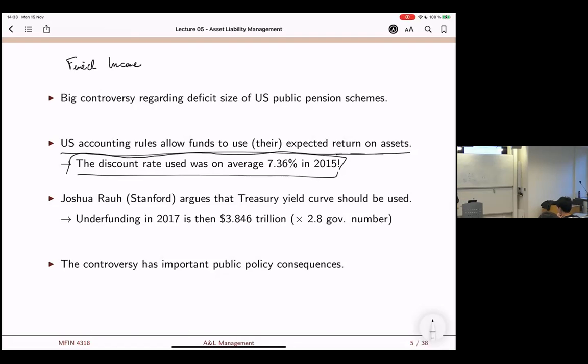The second thing that is kind of wrong about this is that they can use their stated expected return on assets. So you can go out there and say, oh, well, I expect to earn 10%, and oops, your funding status just goes down, right? Because you discount your liabilities at a higher rate. There's not a lot of scrutiny around these stated expected returns on assets. So that's the second point.